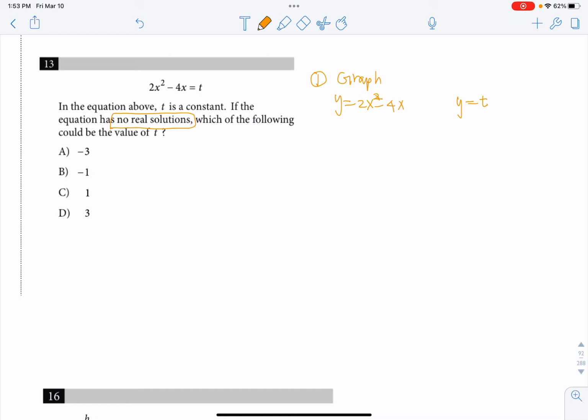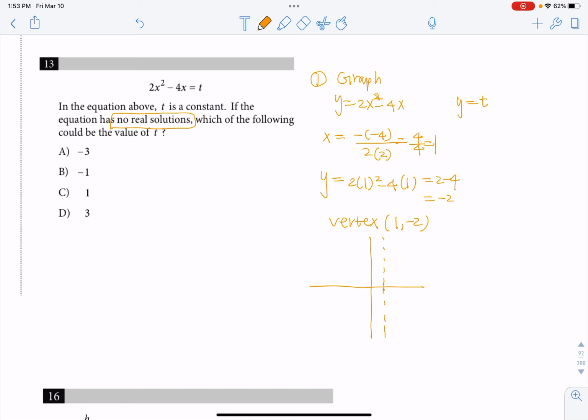So first, to graph a quadratic function, you need to find the vertex. The axis of symmetry, x equal to negative b over 2a, will be 4 over 4, which is equal to 1. Plug in x as 1 to find the y value for the vertex: 2 times 1 squared minus 4 times 1 equals 2 minus 4, that makes negative 2. So the vertex will be (1, negative 2). If I graph it, the axis of symmetry is at 1, and the y value for the vertex is negative 2.